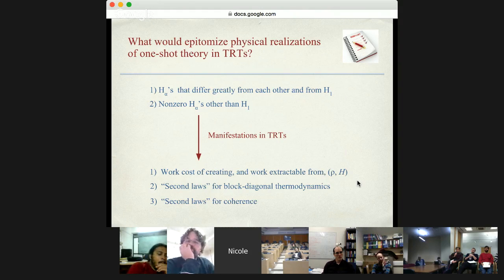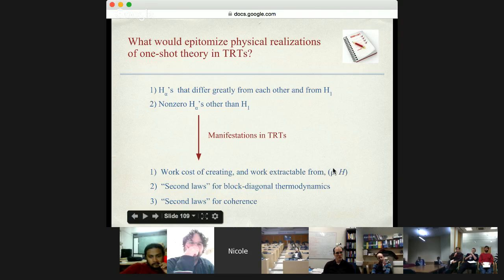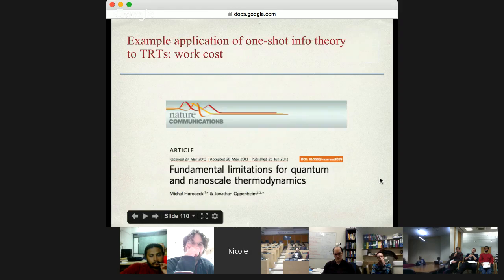There's another family of second laws if rho and H have coherences relative to each other. So rho is not diagonal in the energy eigenbasis. There are so-called second laws for coherence. There's even an opportunity to do more theoretical work on that topic. And lately we've generalized this even more and considered laws associated with a whole bunch of quantities that don't commute with each other. So those are some of the applications.